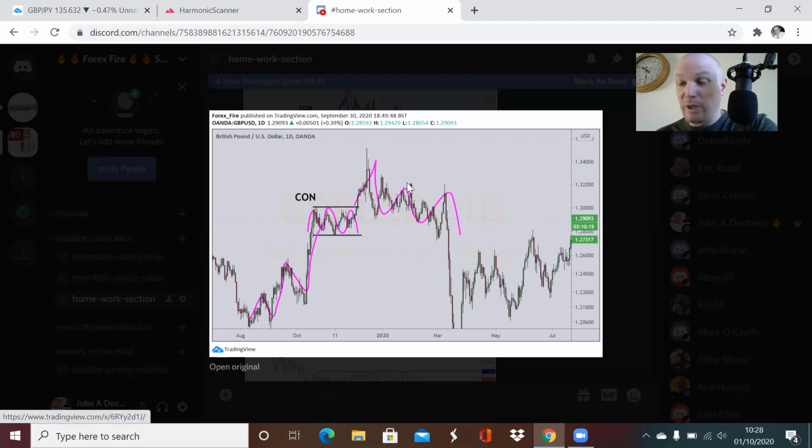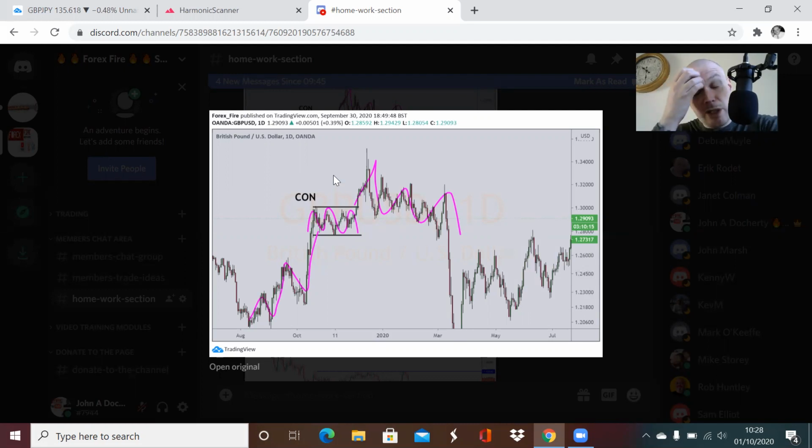We are now confirmed into a downtrend because we've got this flag pattern coming down. And then once we've got the flag pattern coming down, we then went into a big impulsive move on the downside again. So that was my contribution to identifying a consolidation zone on the daily.